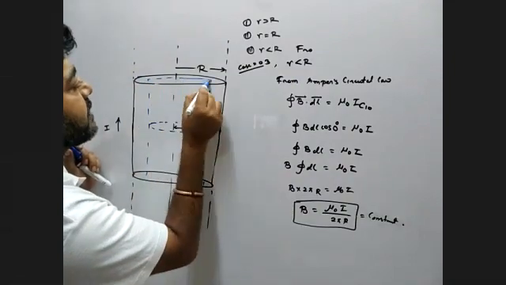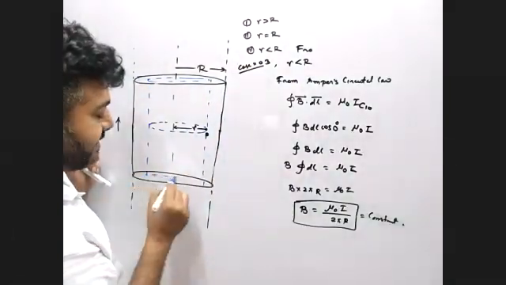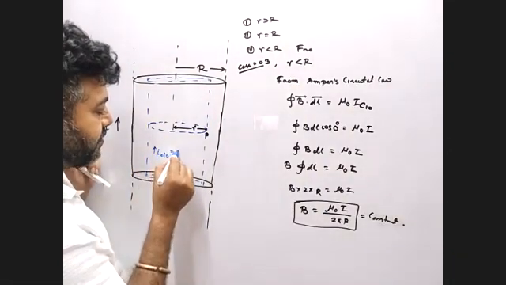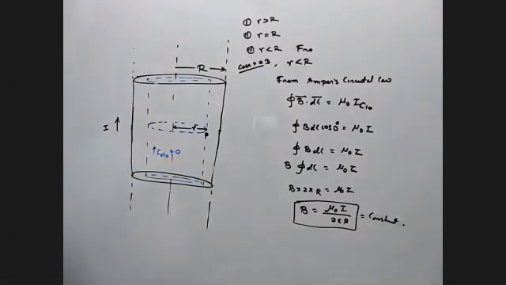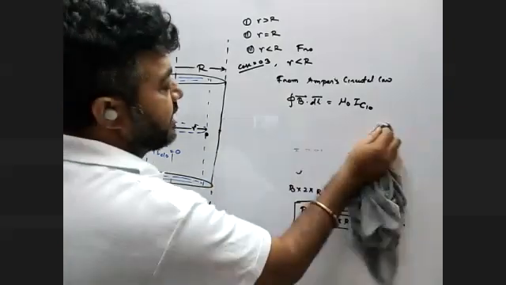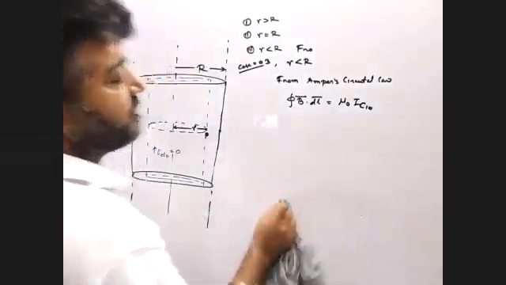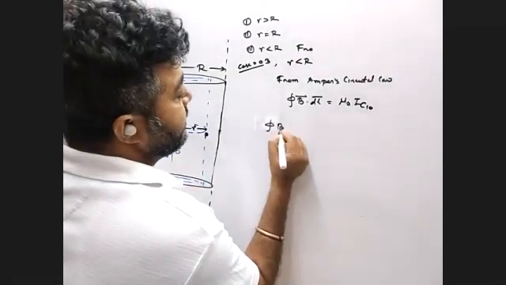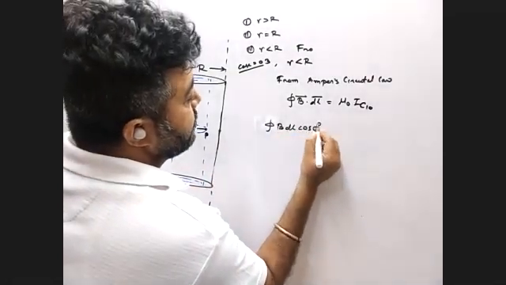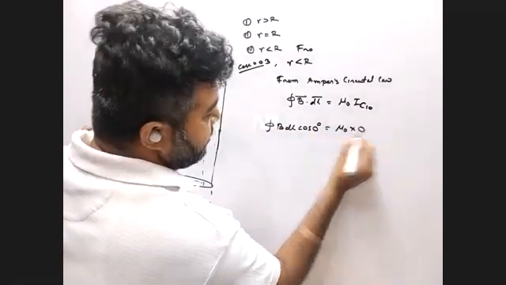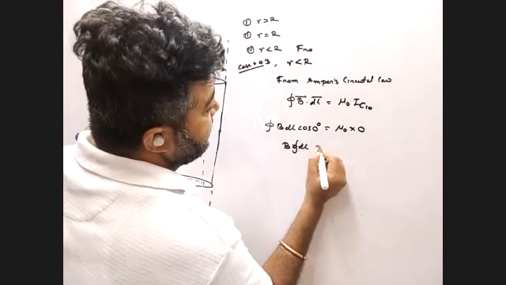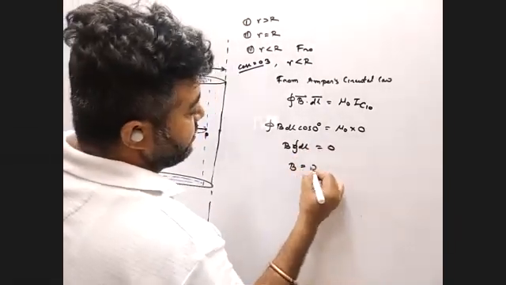We know it is hollow outside, and inside it is hollow. So how much is the current? I enclosed is 0. Yes or no? Yes, sir. As it is a hollow cylinder, the current inside the cylinder is 0. So what can we write? B dl cos 0 degree equals mu naught into 0. So B times the integration of dl equals 0, so B equals 0.